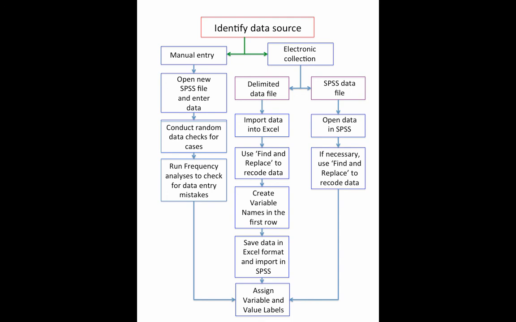The advantage to that, or one advantage to that, is those names that we placed in the first row, SPSS will automatically read those and place them at the top of our columns, so we won't have to recreate them. And then again, once we've gotten the data into SPSS, we simply need to go in and assign the variable and value labels, just like we did with the other two types of data entry.